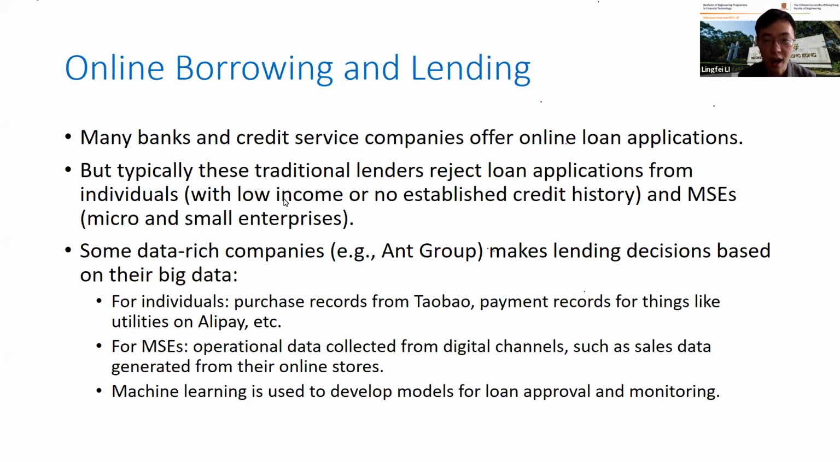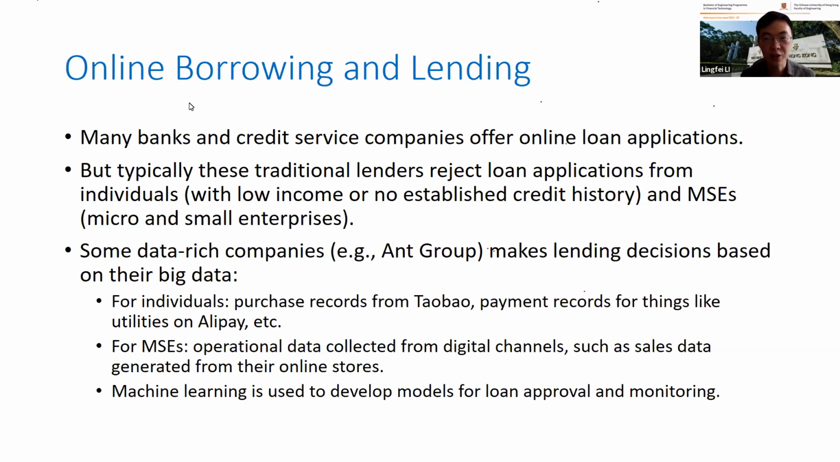So these conventional lenders like banks don't have sufficient information about these low-income individuals or those individuals without credit history. And also, they don't have enough information about these so-called MSEs, micro and small enterprises. Without enough information, they are not willing to lend out any money.